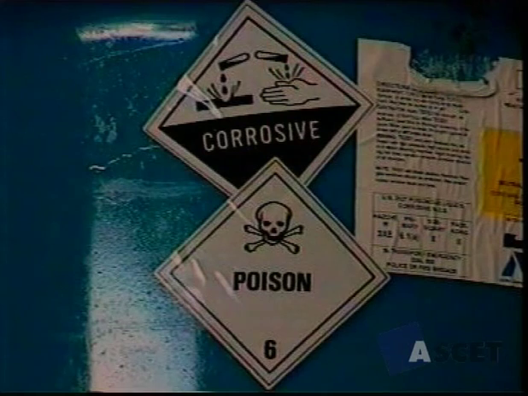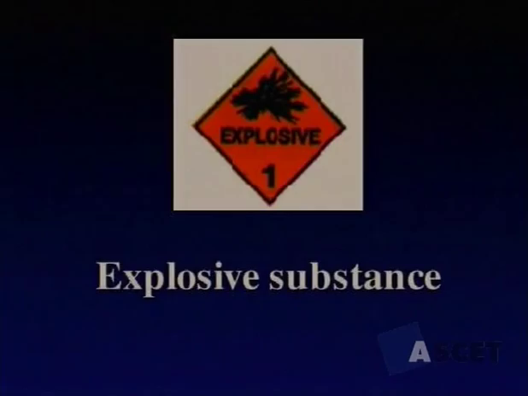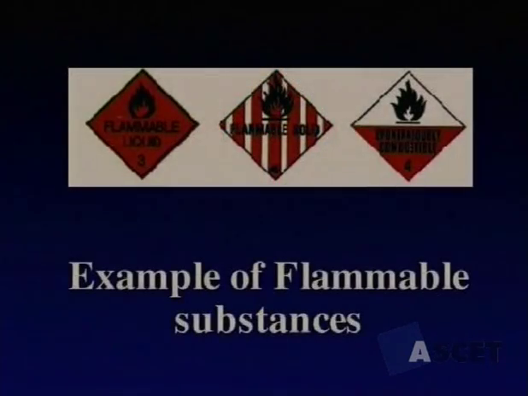A corrosive is a substance that can destroy living tissue on contact. As you can see from the symbol, it can also damage other materials. This is the symbol for an explosive substance. This indicates a serious risk of fire. The substance may range from flammable, highly flammable, or extremely flammable.